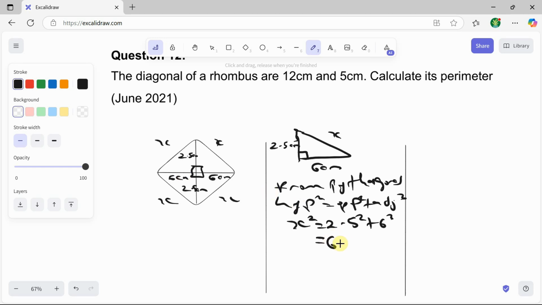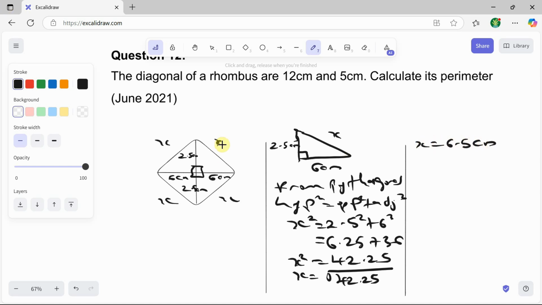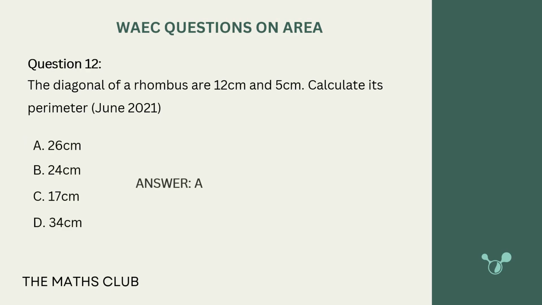2.5 squared is 6.25, 6 squared is 36, so if I add both of them, that would be 42.25 as my x squared. So my x would be the square root of 42.25. My x is equal to 6.5 centimeters. So I know the side of one. The perimeter will just be x plus x plus x plus x, which is 4x. So that will be 4 times 6.5, and that will be 26 centimeters. So that's how we solve this question. Let's see if the answer is correct. That will be option A.